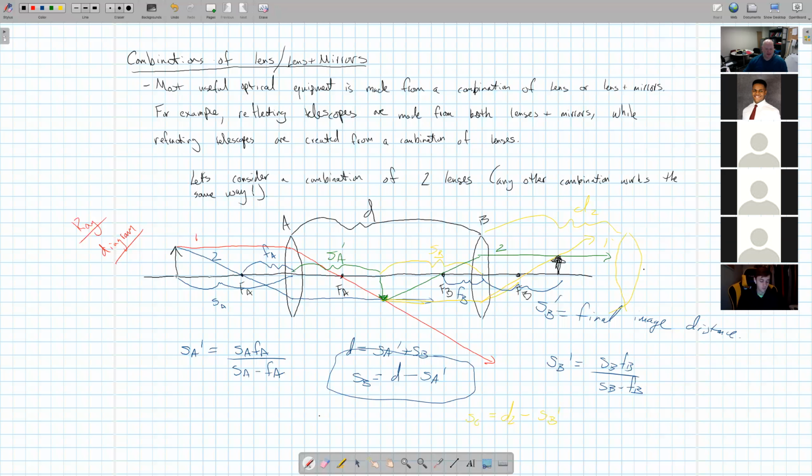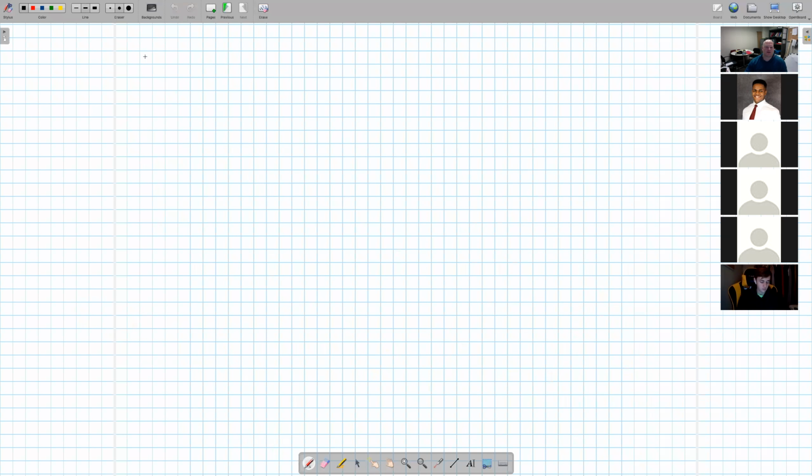Now, the magnification. So what's the magnification? The total magnification is going to be the product of all the magnifications. So let's talk about the magnification. M total is going to be equal to the product of, in this case, the magnification from lens A times the magnification from lens B, which means this is equal to negative SA prime divided by SA times negative SB prime divided by SB.